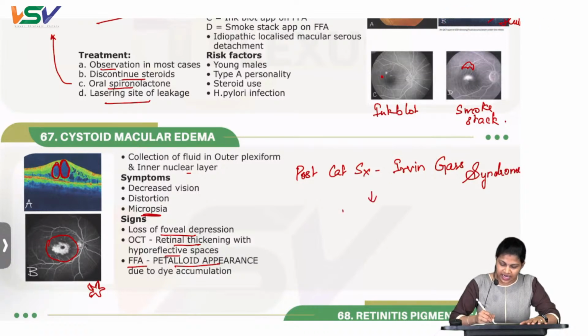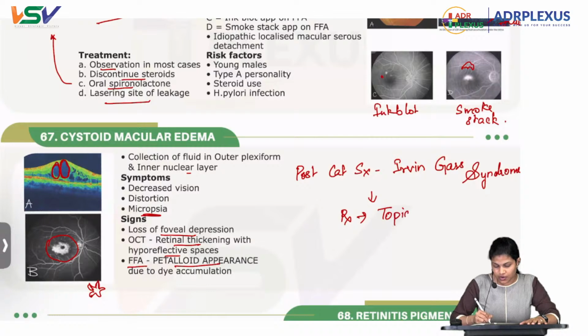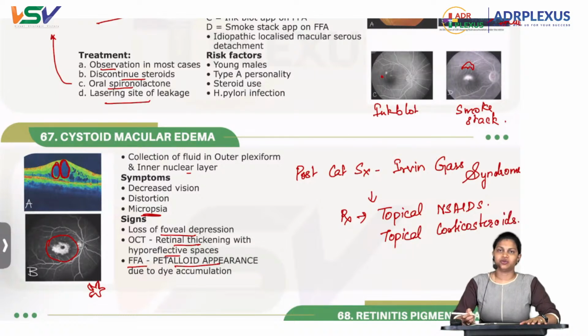The treatment would be topical non-steroidal anti-inflammatory drugs or topical corticosteroids. When it progresses, then we can give intravitreal steroids also.